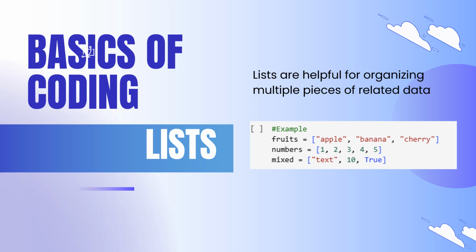For example, we've provided some examples of lists in your Google Colab notebook. So here we have a list of fruits, including apple, banana, and cherry. We also have a list of numbers, going from 1 to 5. Then we have a mixed list, including text, numbers, and true.